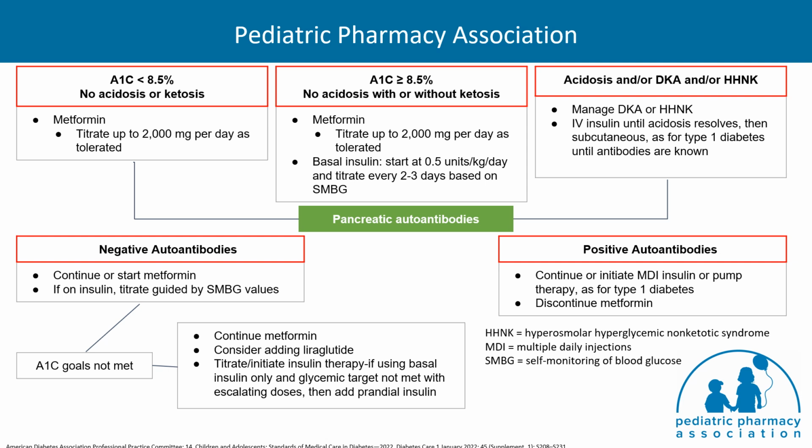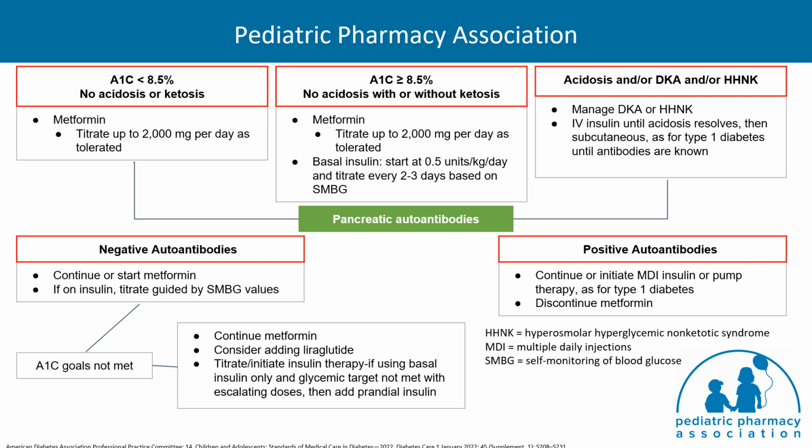If they're on insulin, we're going to continue to titrate that insulin based on their blood glucose values. If they're treated with both insulin and metformin at baseline and they're meeting their glucose targets based on that blood glucose monitoring, insulin can actually be tapered off over a 2 to 6 week period by decreasing the dose by 10 to 30% every few days. However, if their goals are not met, we want to continue metformin and then consider adding on additional agents.